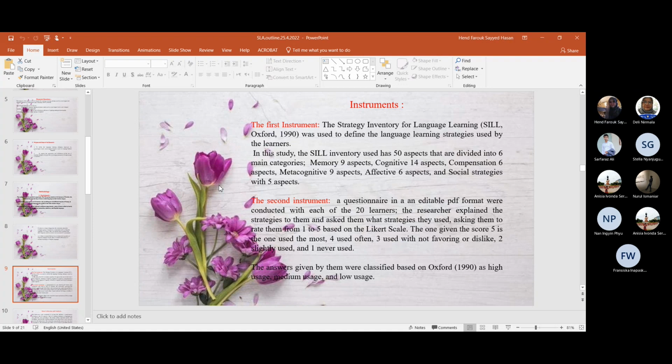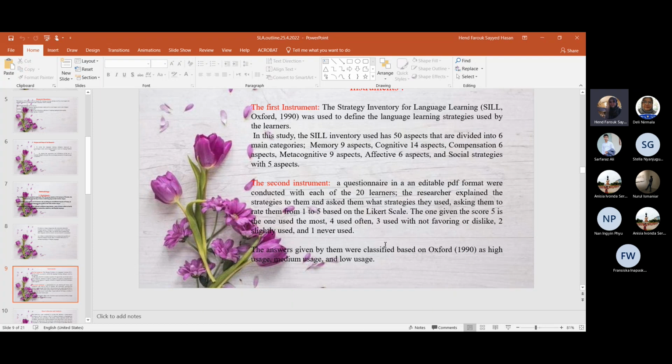Then I asked them to rate, when they learn a language, from 1 to 5 based on the Likert scale. The one given the score 5 is the one used the most. 4 is used often, but not as often as 5. 3 is used with neither favoring nor disliking. 2 is slightly used, and 1 is never used. The answers given by them were classified, based on Oxford 1990, as high usage, medium usage, and low usage.